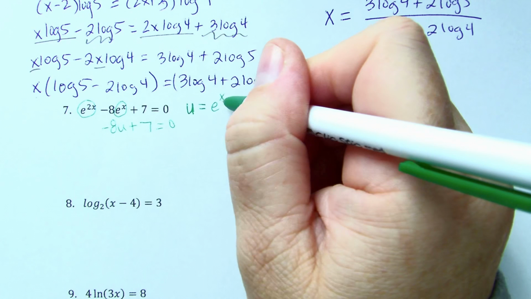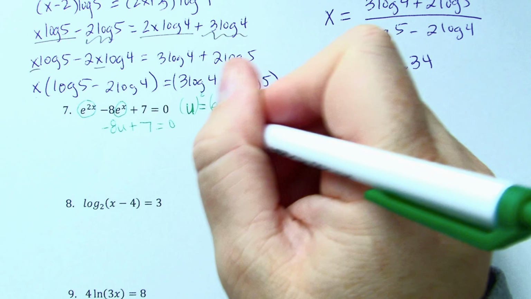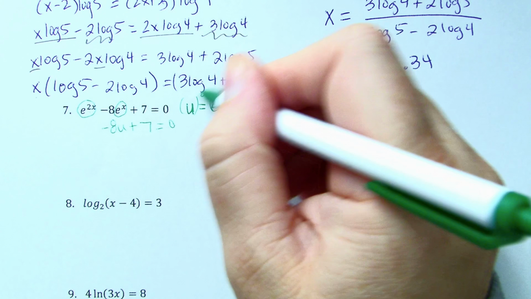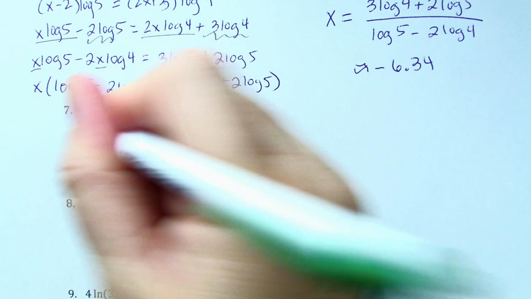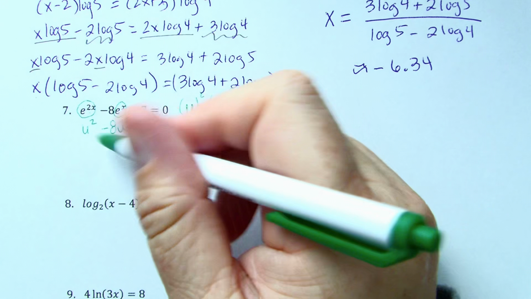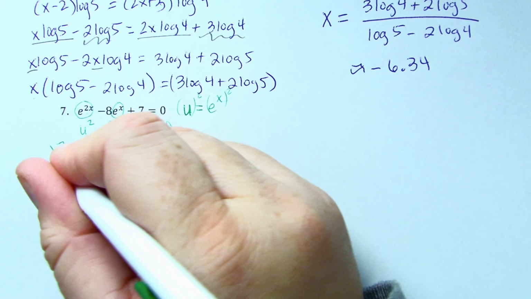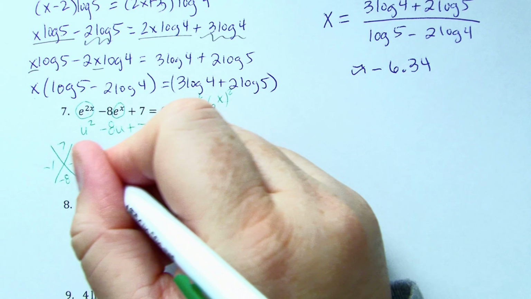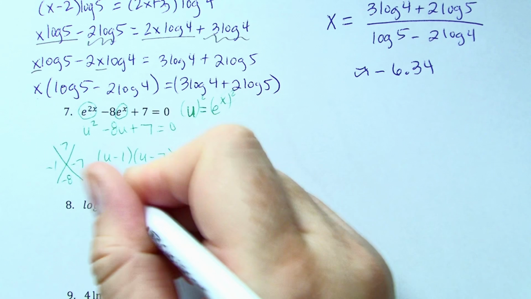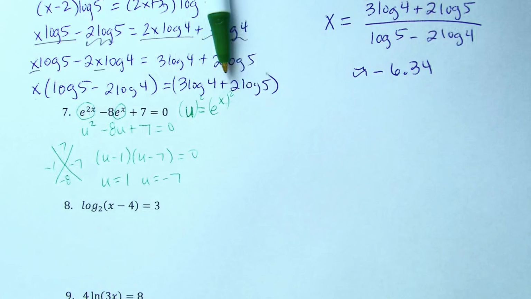And if I square both sides, that would be e to the 2x being u squared. Well, this is just a quadratic, or a x method. 7 and negative 8, that'll be negative 1 and negative 7. u minus 1, u minus 7 equals 0. u equals 1, and u equals negative 7. Oops, positive 7.